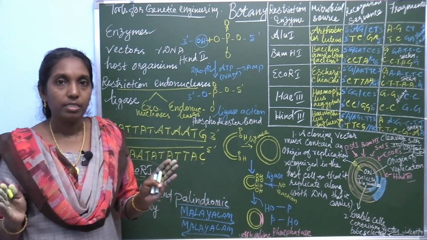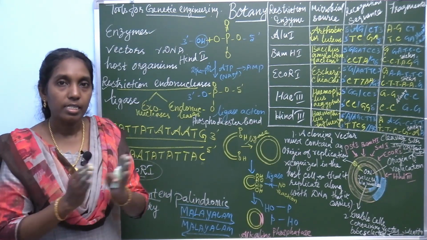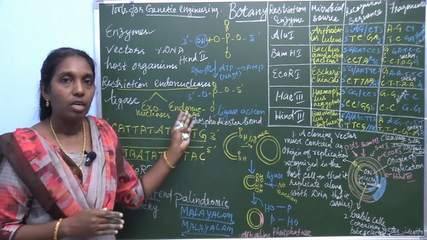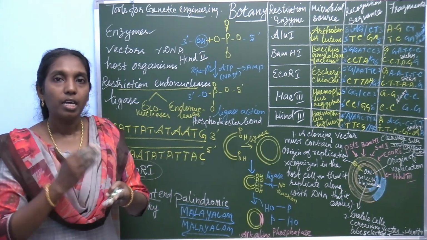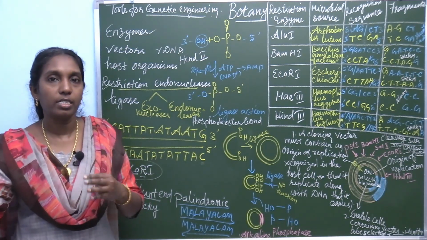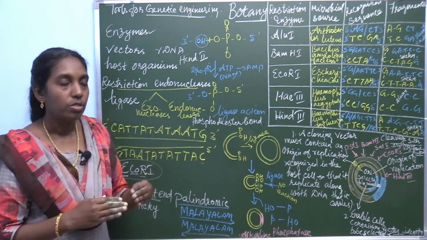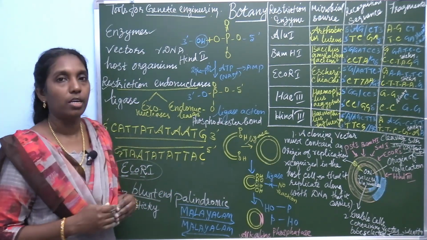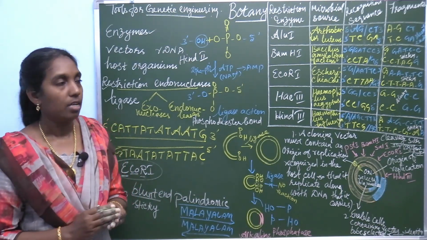After cleavage, it has to join. So, first there is a cleavage. In the rDNA technology, recombinant DNA technology, the plasmid as well as the desirable gene selected from isolated DNA can be cut open by use of these restriction endonucleases at the recognition site.